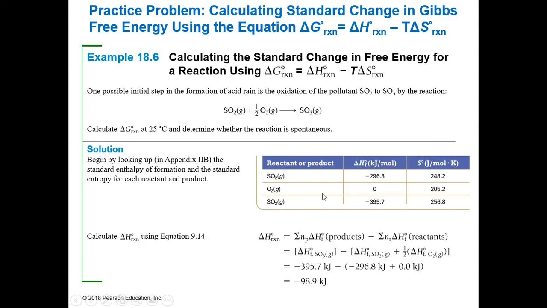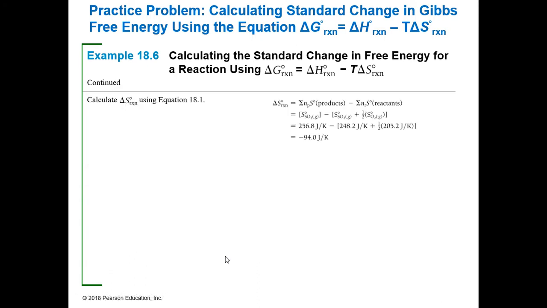So your product is SO3, minus the sum of your reactants, SO2 plus 1/2 O2, because you've got a 1/2 of oxygen. You can go ahead and plug everything in, so make sure you plug it in directly as it is. I would probably solve each component, and then take your products minus your reactants. So what you should get is negative 98.9 kilojoules as your delta H of your reaction. You're going to do the same thing for delta S.